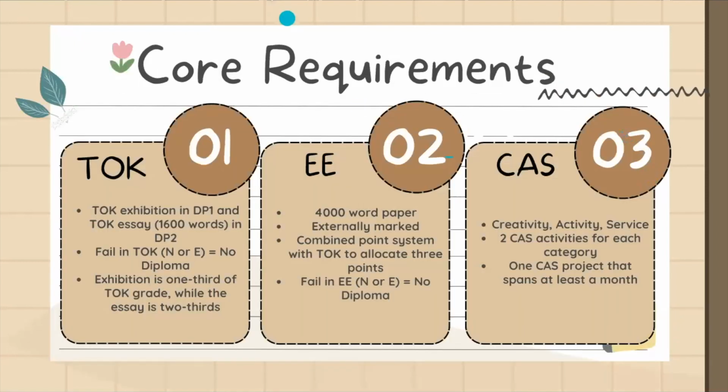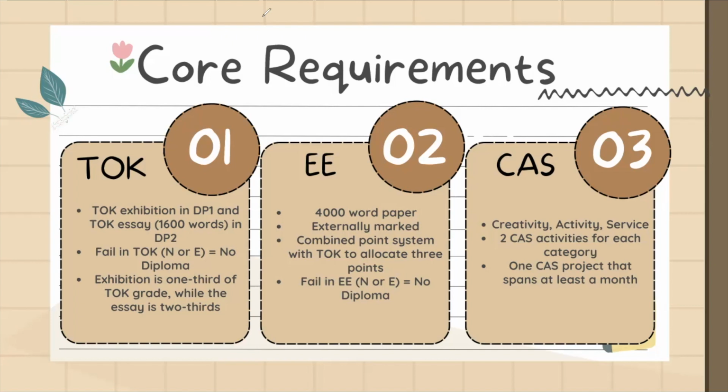And back to the core requirements. There's 3 core requirements that you should take notice of: TOK, EE, and CAS. So TOK and EE contribute to the 3 final points, because if you notice, normally if you take 6 subjects and if you score, let's say 7 in all of them, that'll only contribute to 42 points. But the total points for the IB diploma is 45.